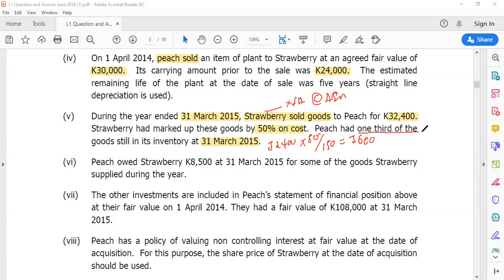Peach had 1/3 of the goods still in inventory, meaning when Peach bought from the subsidiary, he sold the rest. He only remained with 1/3. That means if you buy from your subsidiary, then you sell to someone else, the profit you make on someone else is genuine. You're not going to remove it. But the profit you make on the subsidiary or on the parent is not genuine. You can't sell it to yourself. Have you seen that? Okay.